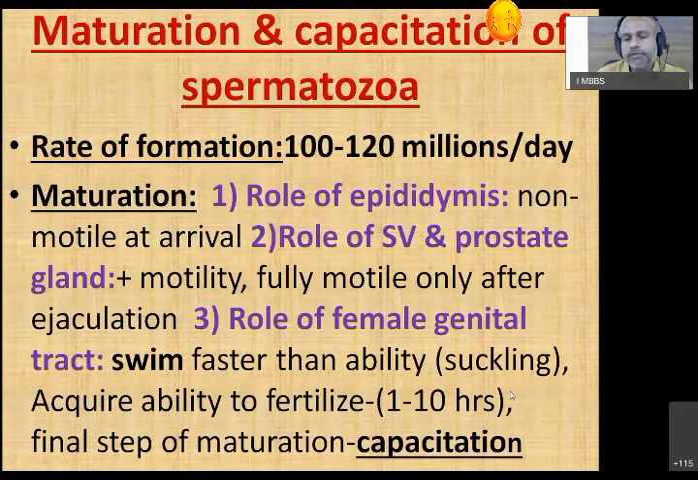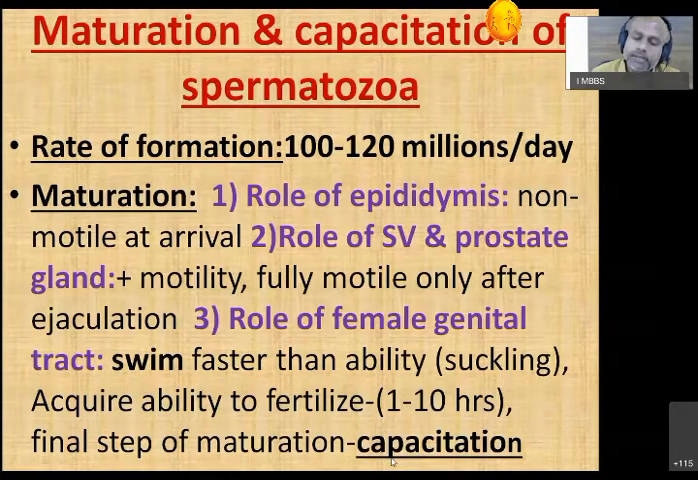There are a lot of obstacles in the pathway of sperms. We'll see why they will require 10 hours. They have to remain for 10 hours. They remain alive in the female genital tract for 1 to 2 days, but the capacity to penetrate remains for about 24 hours, and they have to spend about 10 hours in the female genital tract to get the capacity to penetrate the egg.